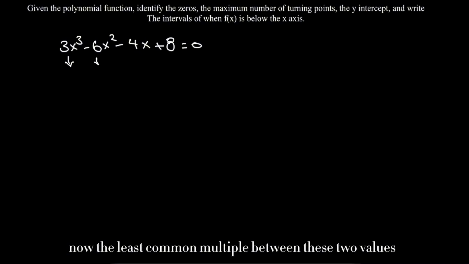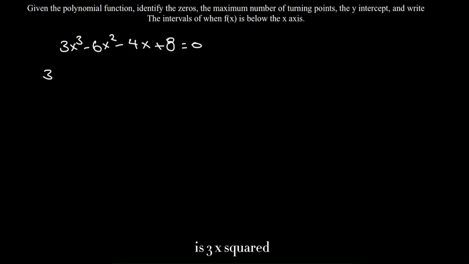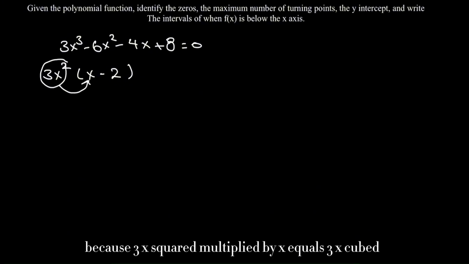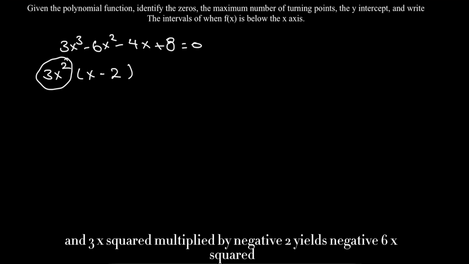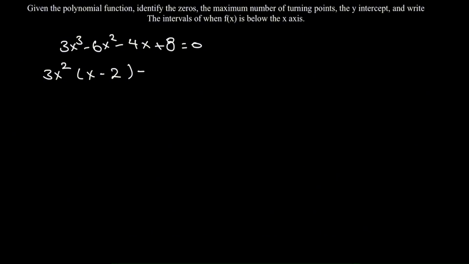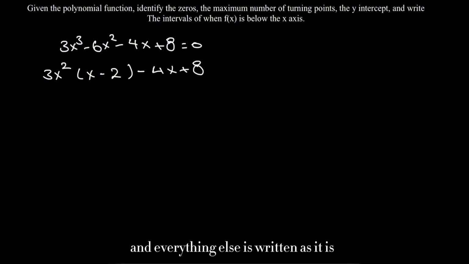Now, the least common multiple between these two values is 3x squared, multiplied by x, take away 2. Because 3x squared multiplied by x equals 3x cubed, and 3x squared multiplied by negative 2 yields negative 6x squared. And everything else is written as it is. Now let's factorize these two values.